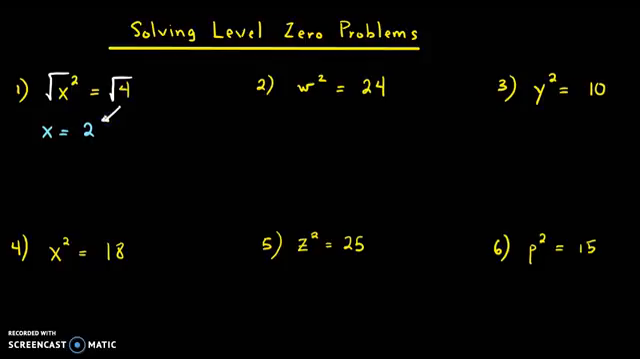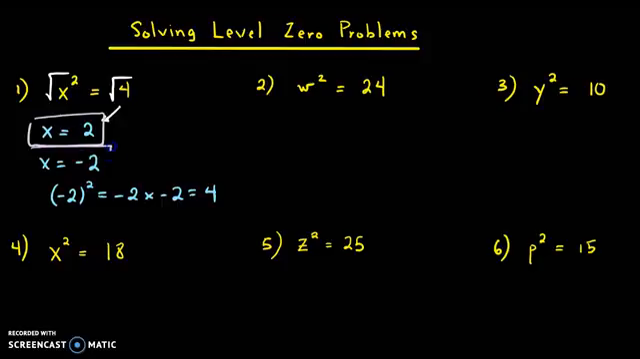But that's not the only answer. We can have another solution. For example, x equals negative 2 is also an answer, because negative 2 times negative 2, if you think about this really quick, negative 2 squared means negative 2 times negative 2, and that is also 4. So here in this example, we have this answer, and we also have this answer.